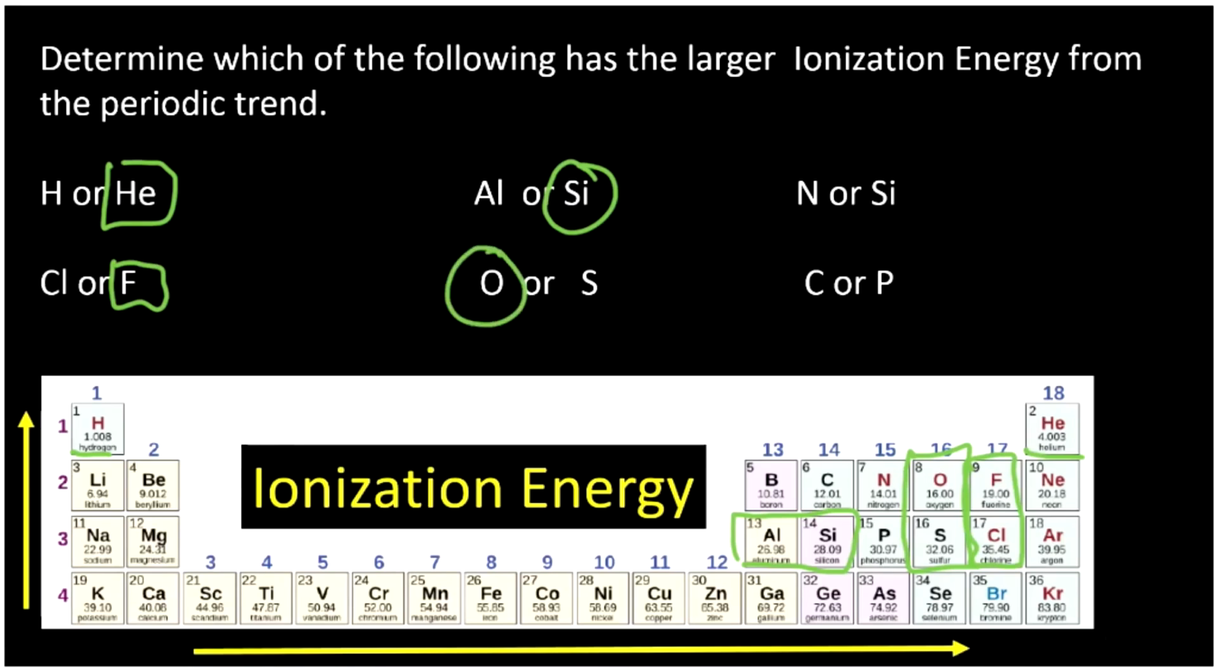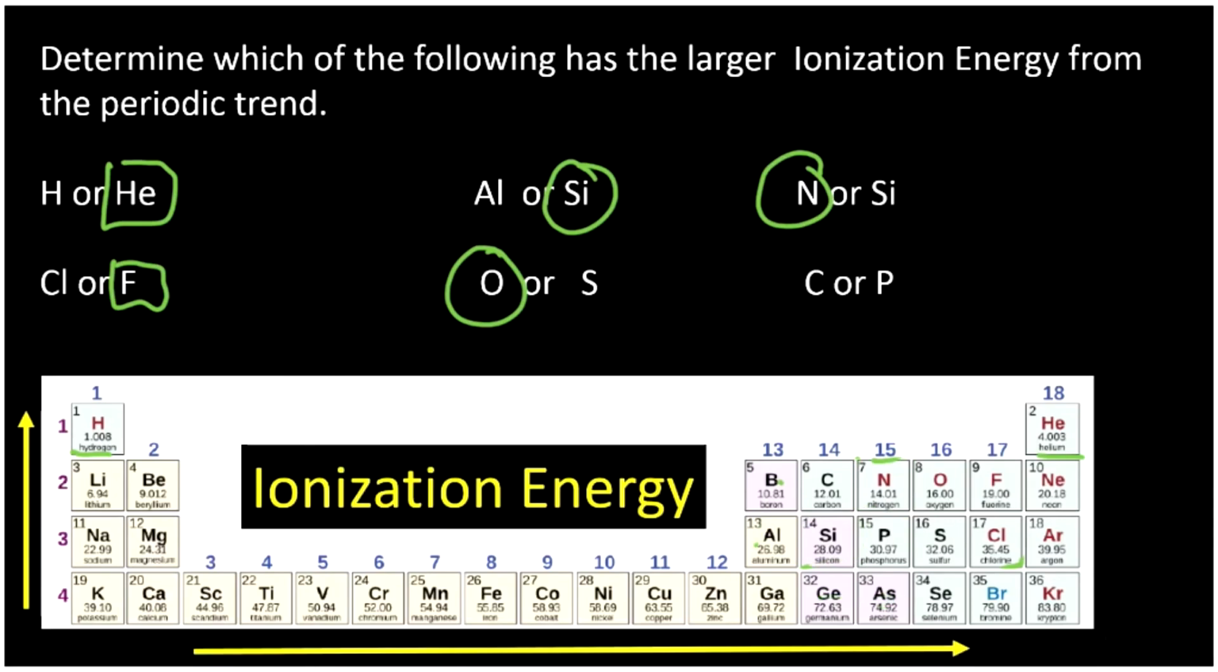Okay, now we're to our more interesting comparisons here. We're going to compare nitrogen and silicon. So nitrogen's here, silicon's there. Well, as I go to the right, I see that nitrogen is to the right of silicon, so that suggests it has a higher ionization energy. As I go up, nitrogen is above silicon. So both of those suggest that nitrogen has my higher ionization energy, and it does.